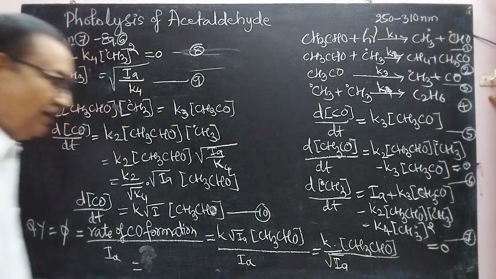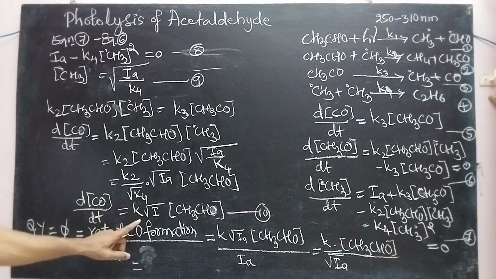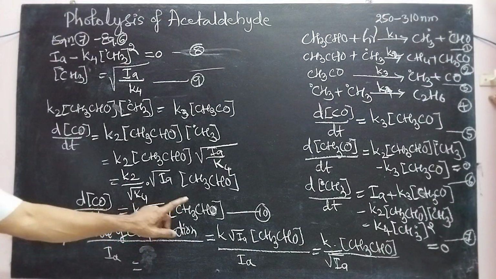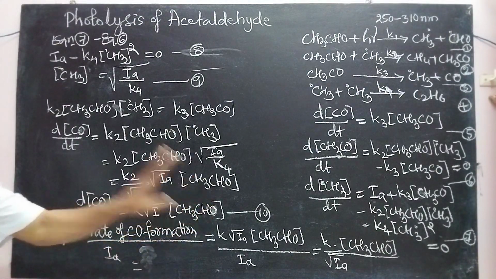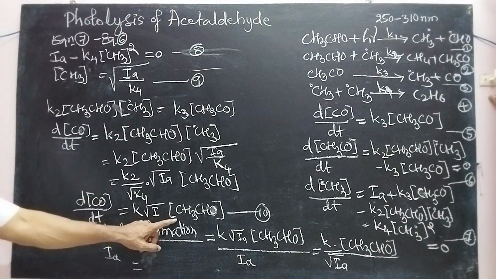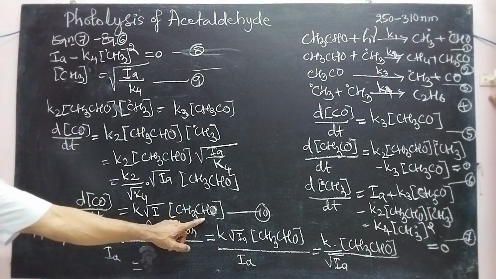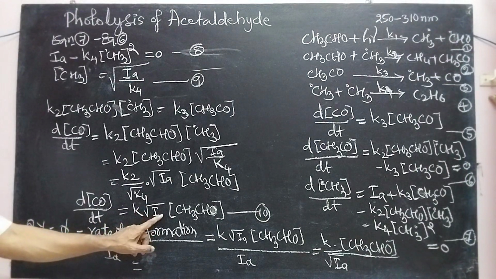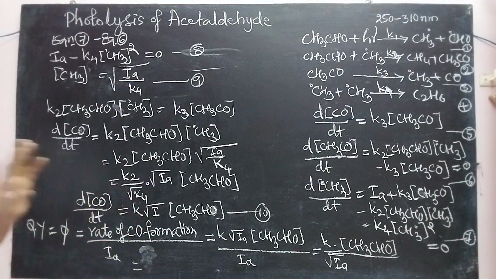Thus the rate of this reaction depends upon this rate constant, the intensity of light radiation, and the concentration of acetaldehyde present. Here the rate of reaction is directly proportional to the concentration of acetaldehyde and directly proportional to the square root of the intensity of light radiation, and this rate constant.